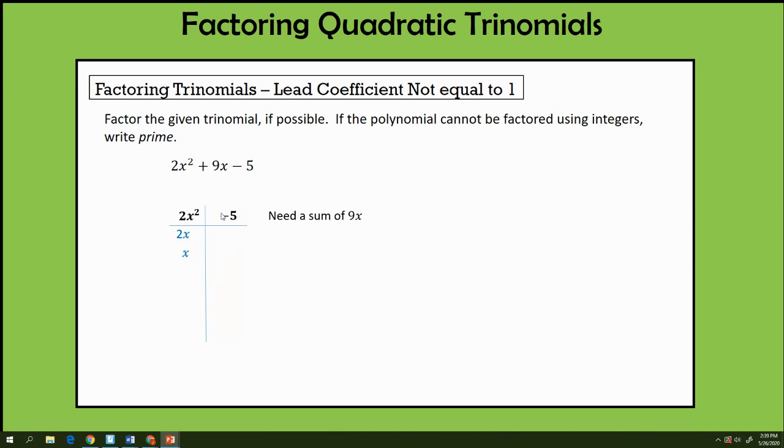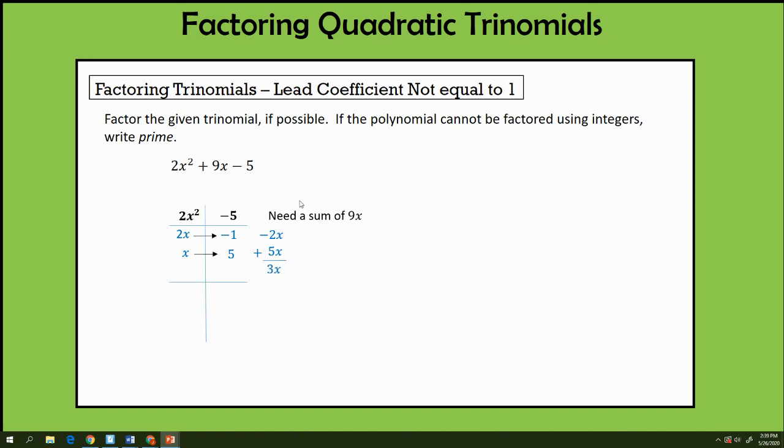The only way you're going to get an answer of 5 through multiplication is 1 times 5. Now, there's actually a couple of variations, right? There's negative 1 times positive 5 or positive 1 times negative 5. And switching the order of these two with this multiplication combination makes a difference. But let's just stick them in this order and see what happens. So 2x times negative 1 is negative 2x. X times 5 is 5x. When I add those together, I get 3x.